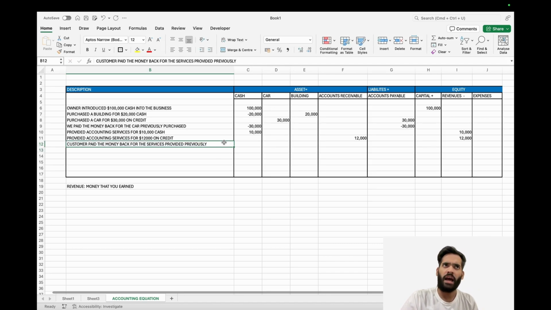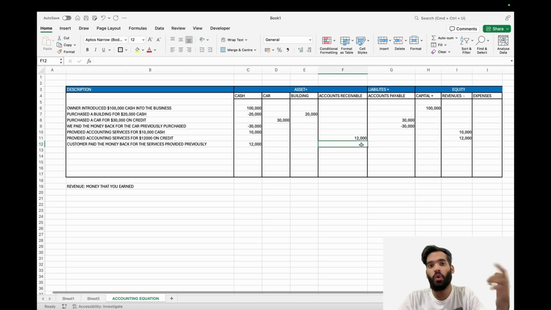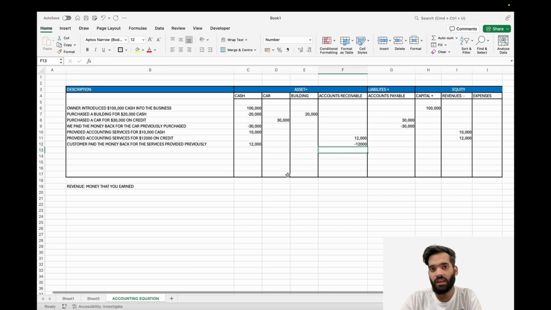Okay, so now the customer is giving me the money back from this transaction, right? So of course my cash will go up since I'm receiving the money by 12,000, because we know it was 12,000 that the customer owed, and since the customer no longer owes us this money because they just paid, we remove that money from the accounts receivable by subtracting 12,000. So that's how you understand the revenue side of things, right? How does revenue affect different accounts?